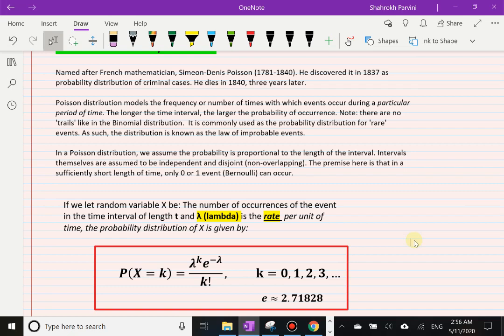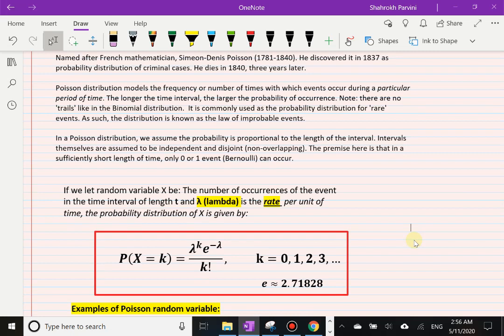Now, here's the form of the probability distribution. There are a number of things in this formula. Lambda, of course, is the rate. E, which is the base of the natural log, is an irrational number, kind of like pi, except e is about 2.72. The denominator of the fraction is k factorial. And I'll show you on the calculator how to do this in an example that we do later on.